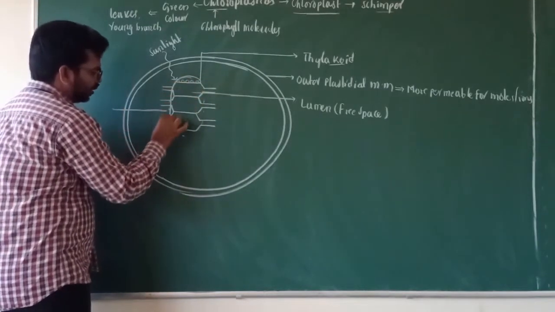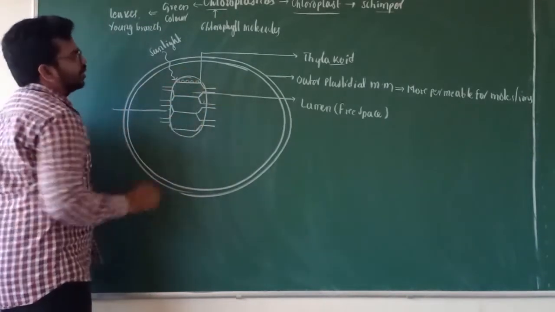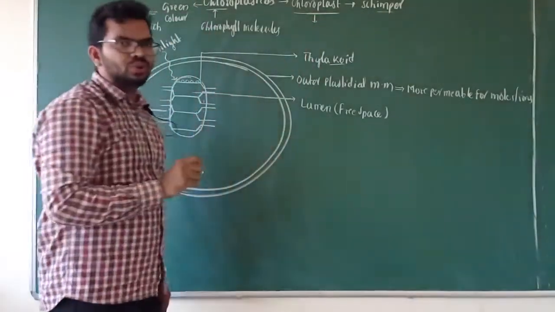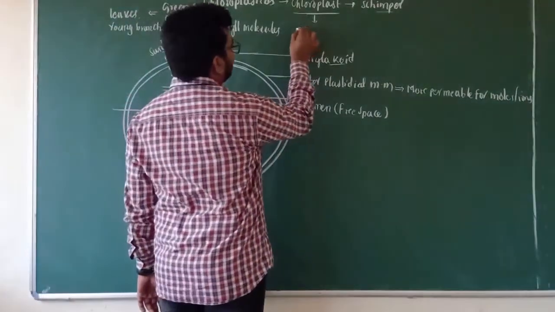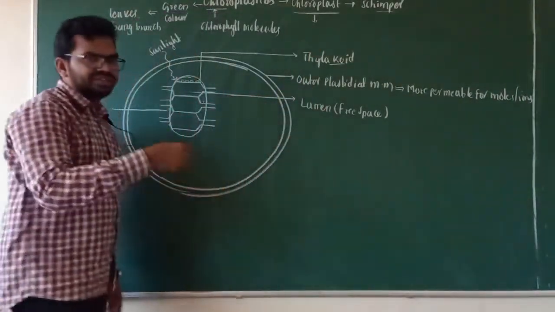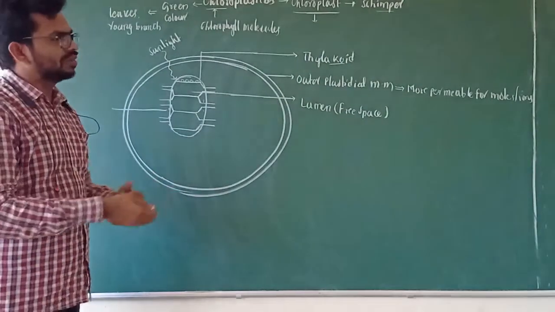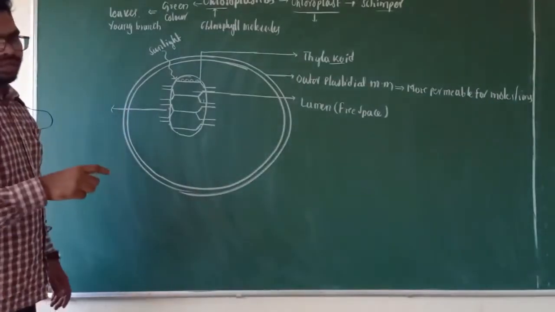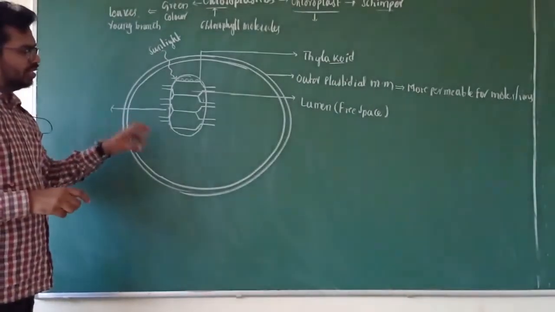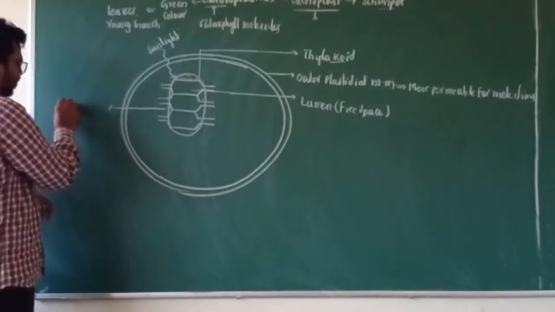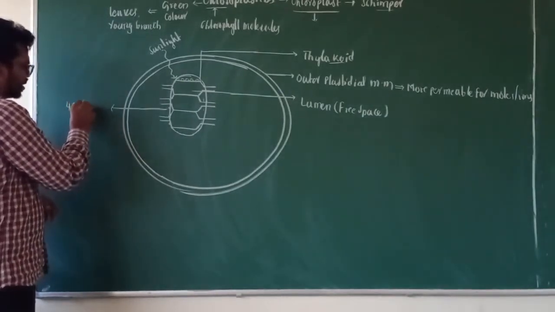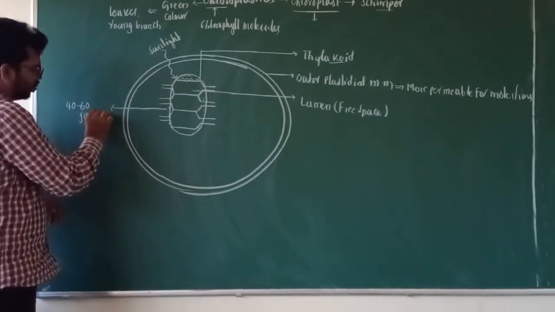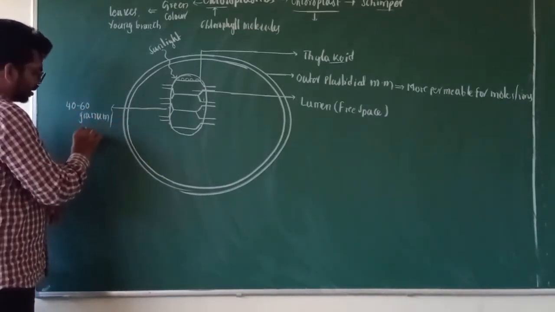This is the total unit. Remember, children, in a higher plant cell, the number of chloroplasts per cell ranges from 20 to 40. We will discuss that later. And the number of grana inside the chloroplast ranges between 40 to 60 grana per chloroplast.